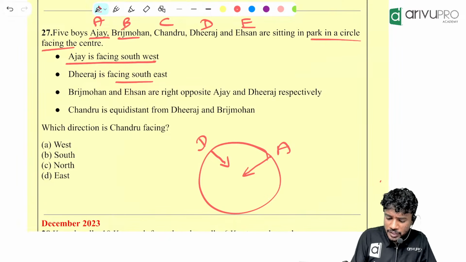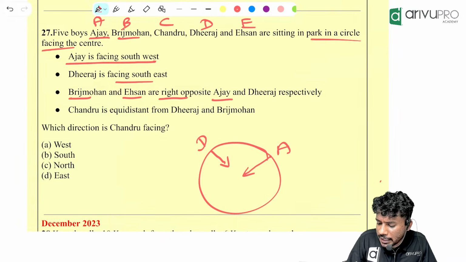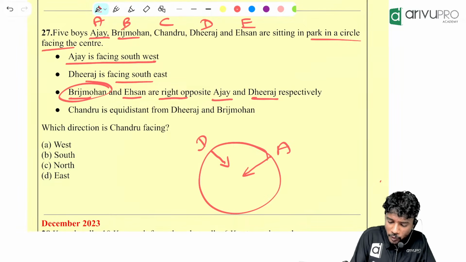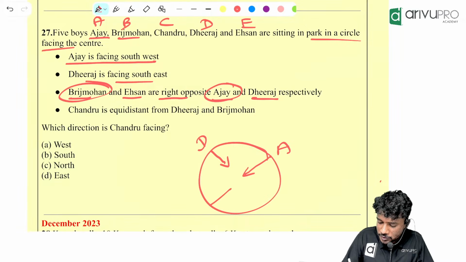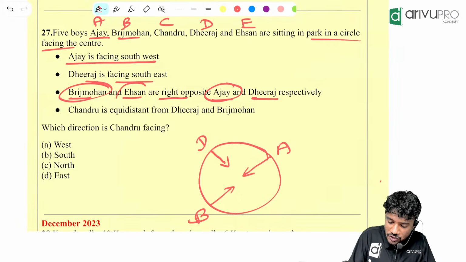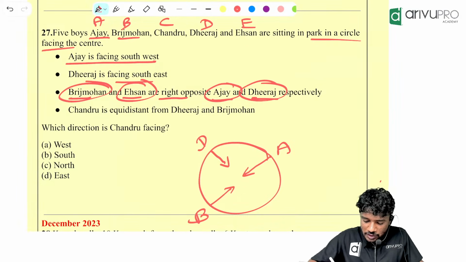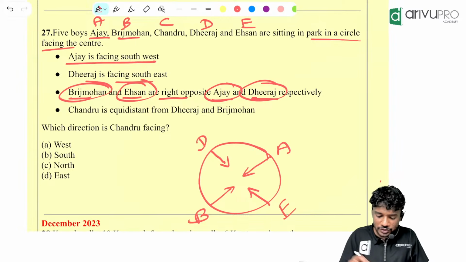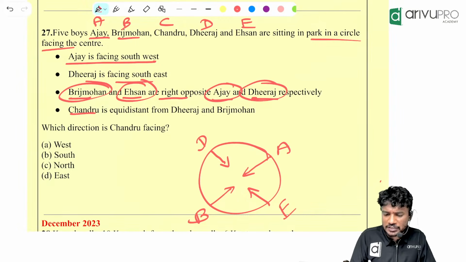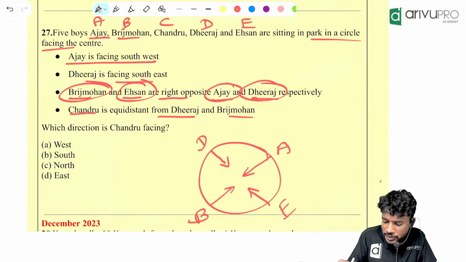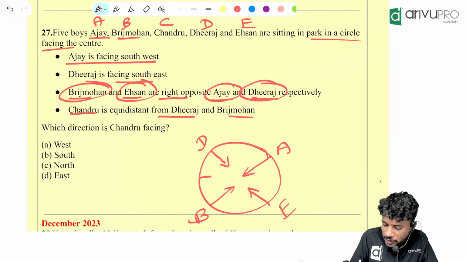Then what happened? Brijmohan, B, and Ishan are right opposite to Ajay and Dheeraj respectively. So Brijmohan is opposite to whom? Ajay. So B is over here. Then Ishan is opposite to whom? Dheeraj. Ishan is over here. Then what is said about Chandru? C is equidistant from Dheeraj and Brijmohan. That means C is in the middle. Okay. C is somewhere over here.